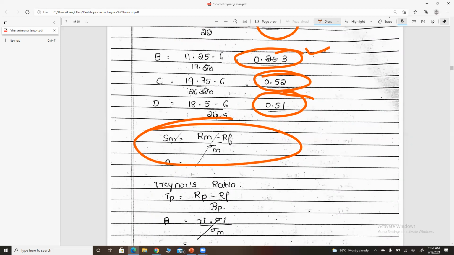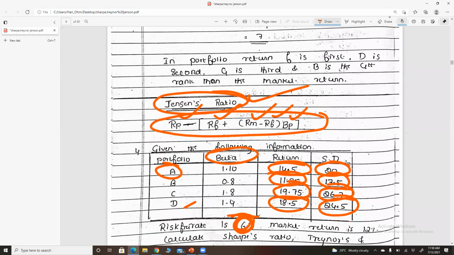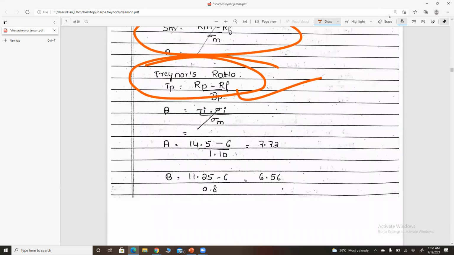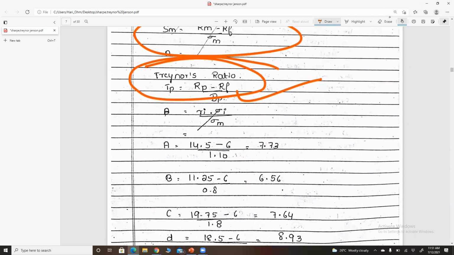Next, you need to calculate Treynor's ratio. In Treynor's ratio, beta is directly given in this particular question, so you need not calculate beta. If correlation is given, then you need to calculate beta. Here beta is directly given, so directly apply the Treynor's ratio formula. Rp minus Rf divided by beta P, that is the formula.